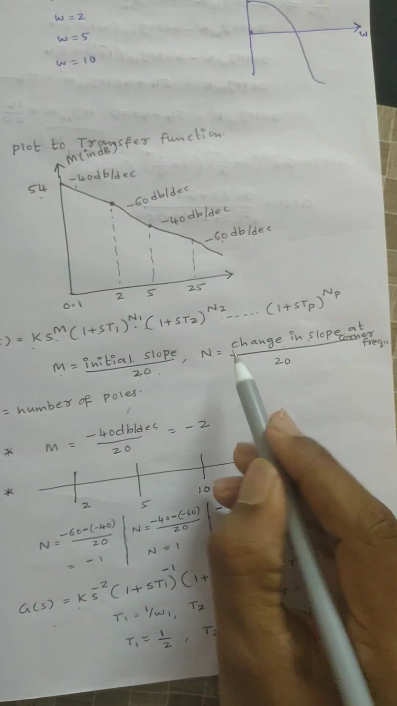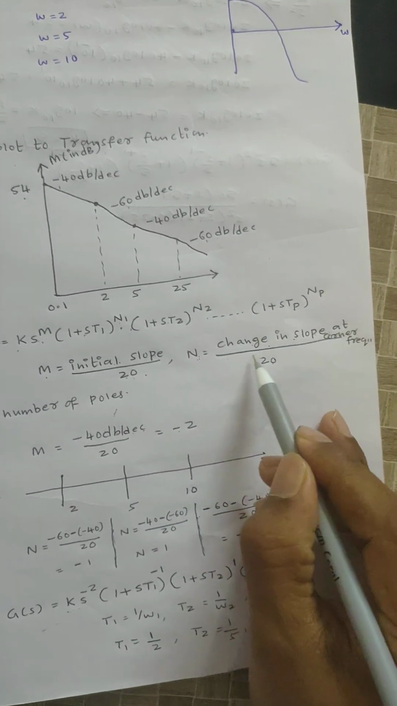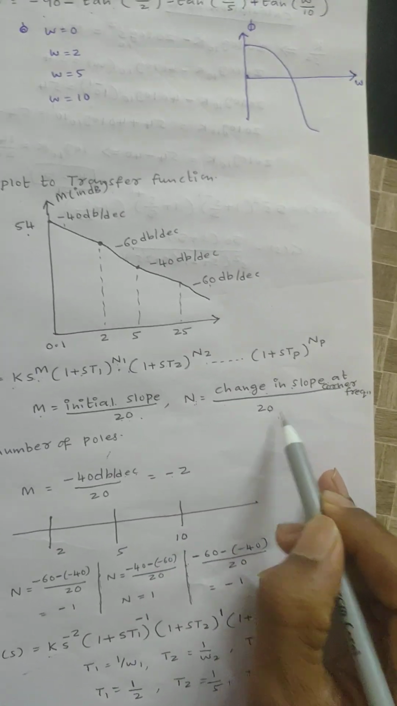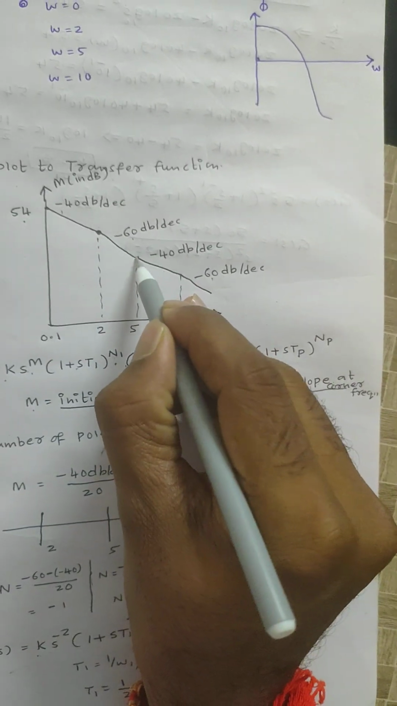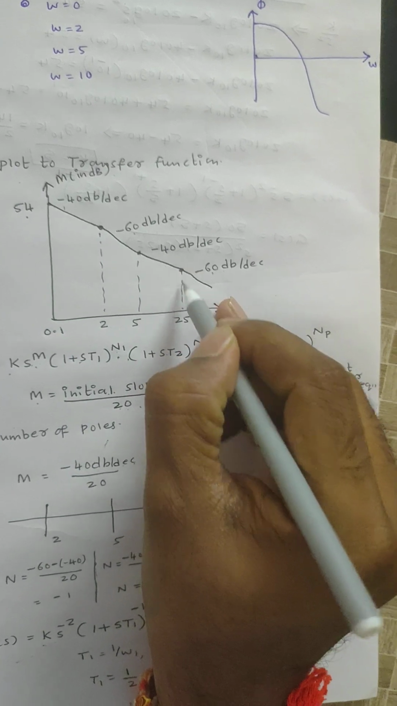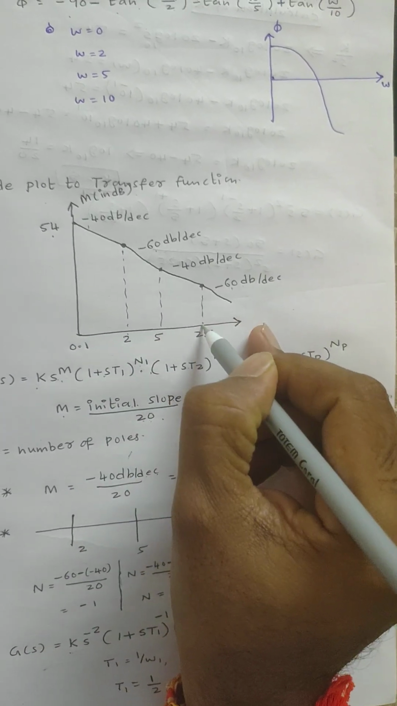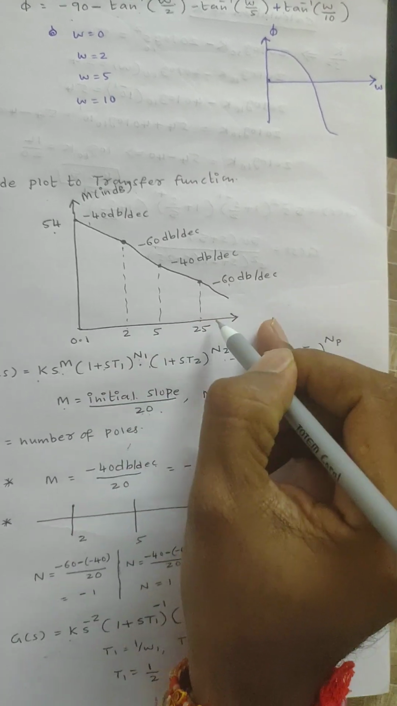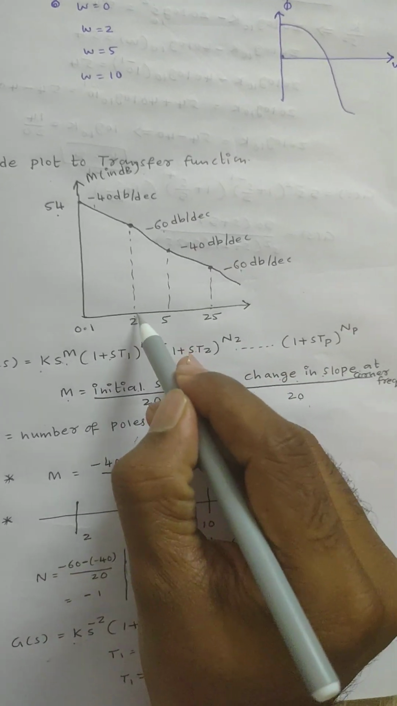Next, n, what is the value of n? N is equal to the change in slope at the corner frequency divided by 20. Now see here, this is a corner frequency, and this is also another corner frequency. At 2 radians per second, at 5 radians per second, at 25 radians per second, we need to calculate the n value. First at 2 radians per second.